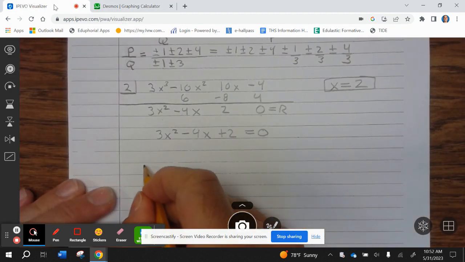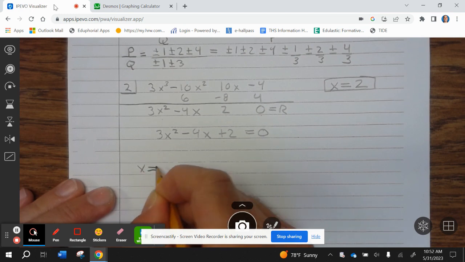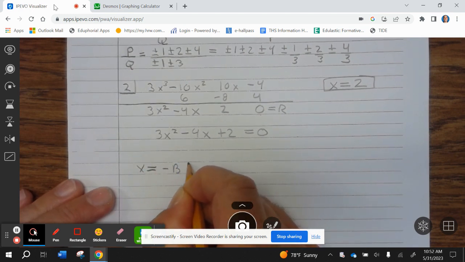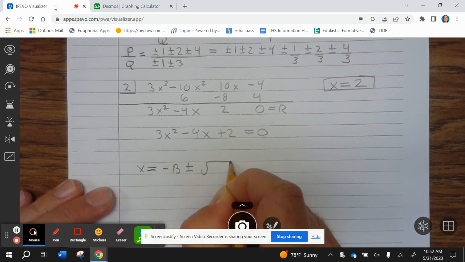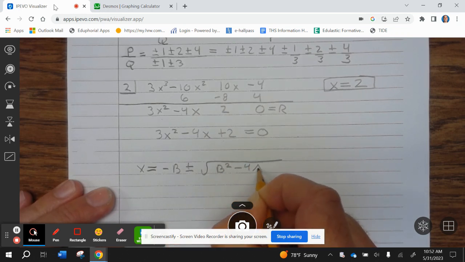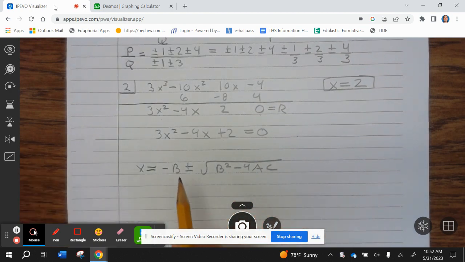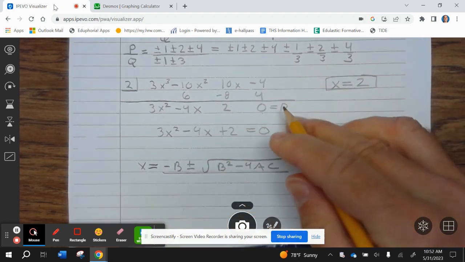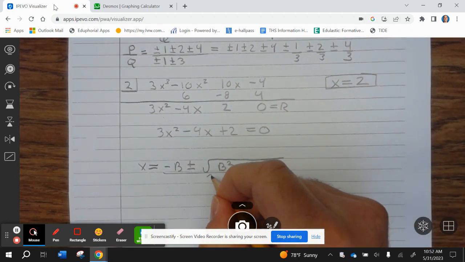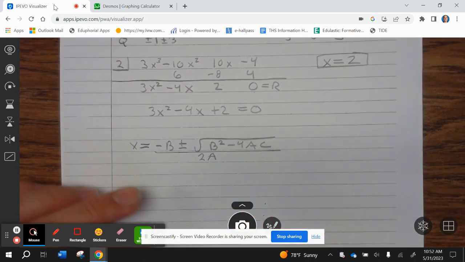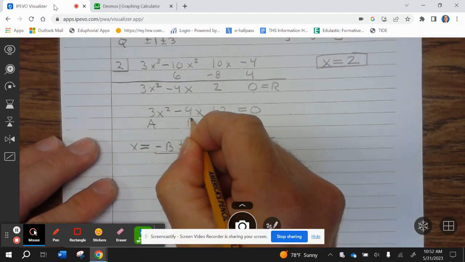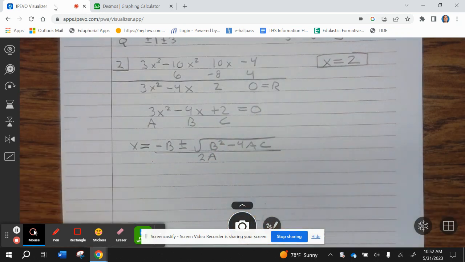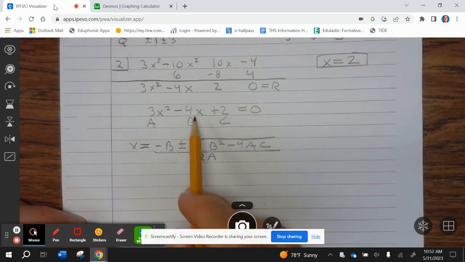So what we're going to need to use is the quadratic formula, which is x equals negative b plus or minus the square root of b squared minus 4ac, divided by 2a. Okay, where this is a, this is b, this is c. Now we're going to plug these numbers into here.